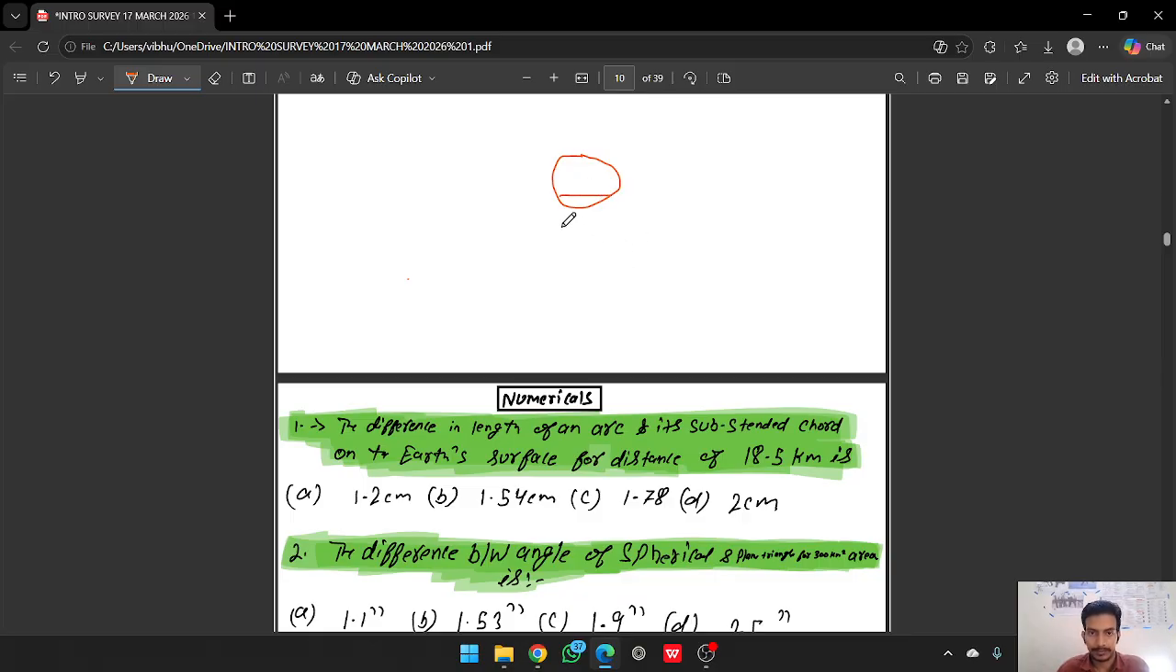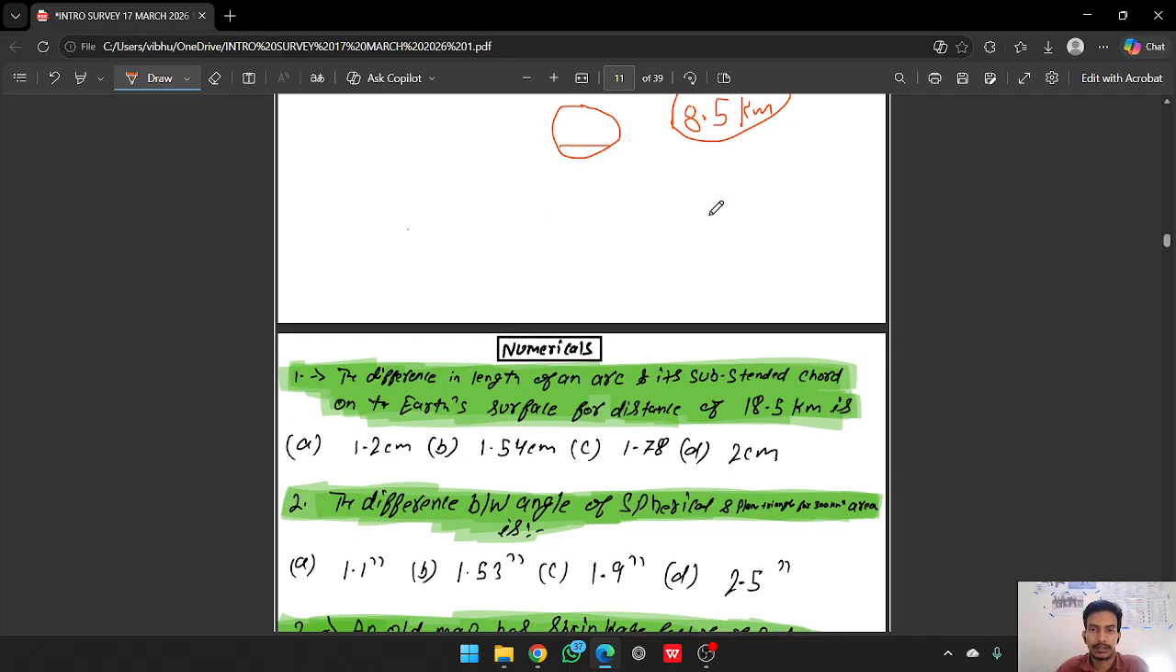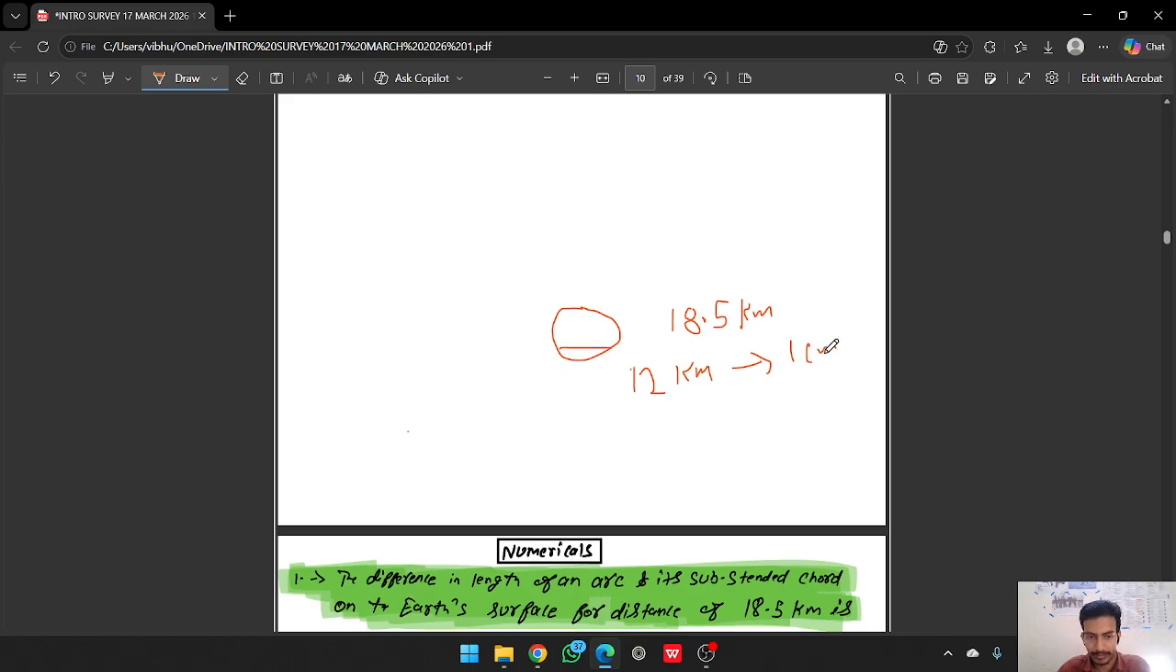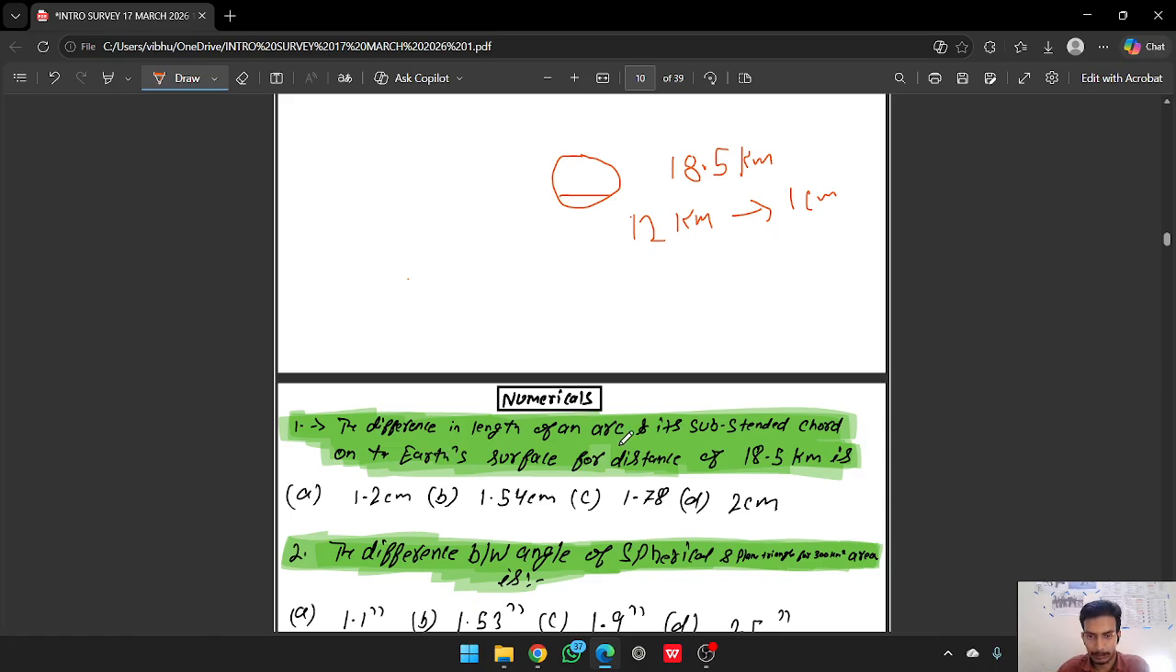Okay, here we know 18.5 kilometer, which is length. Sorry, this is length. The formula we know is 12 kilometer for curvature 1 centimeter. This is for R.